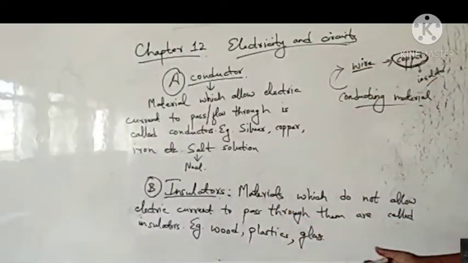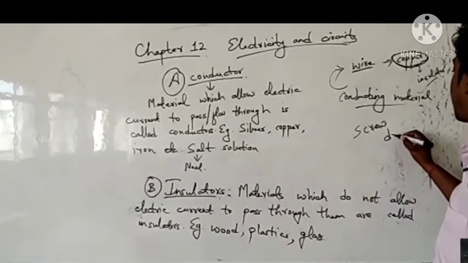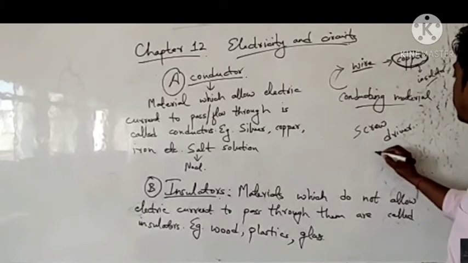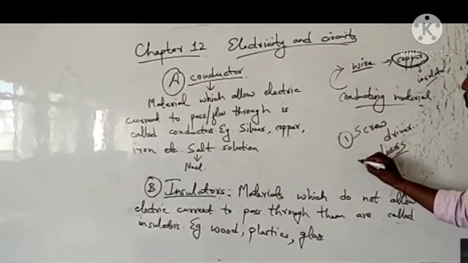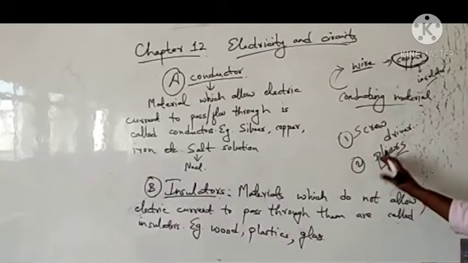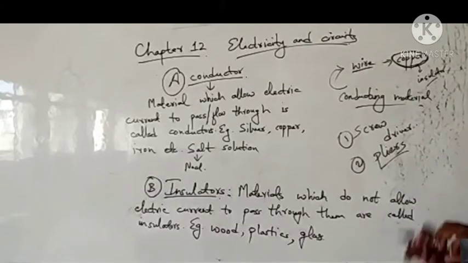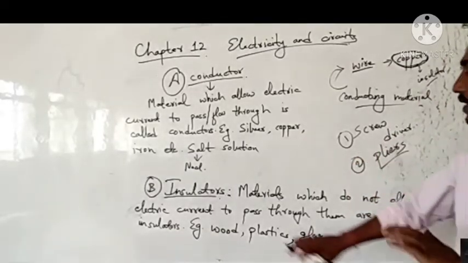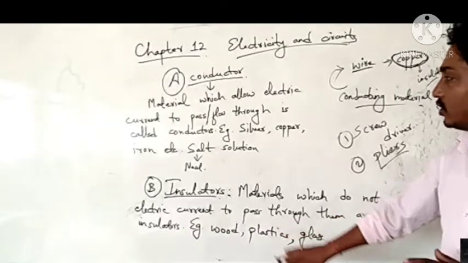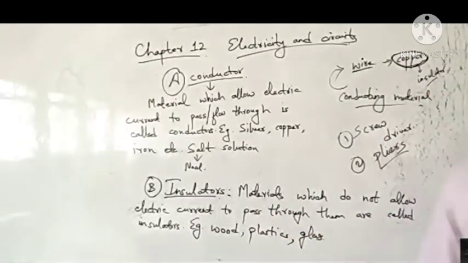And this type of thing you can see in a screwdriver also, or in pliers. Both conductors and insulators are there. That means we have steel or iron, and that is coated by insulators. So we have a brief idea of conductors and insulators.